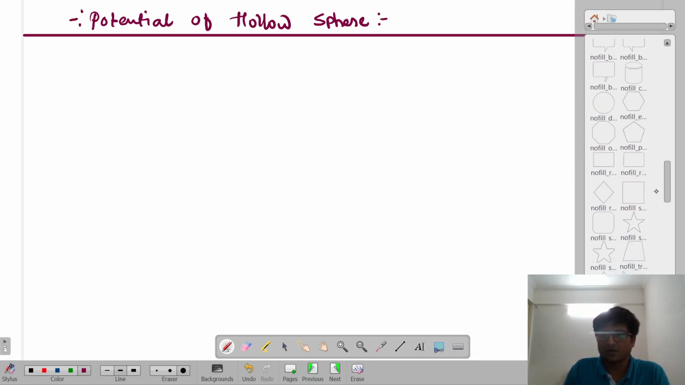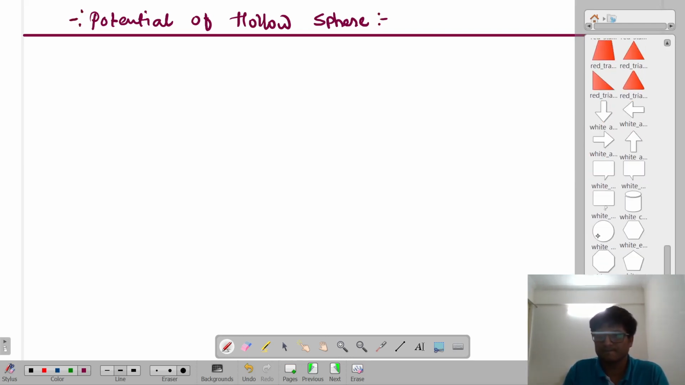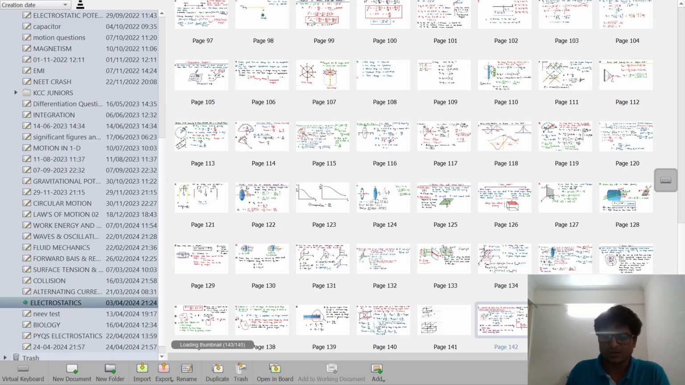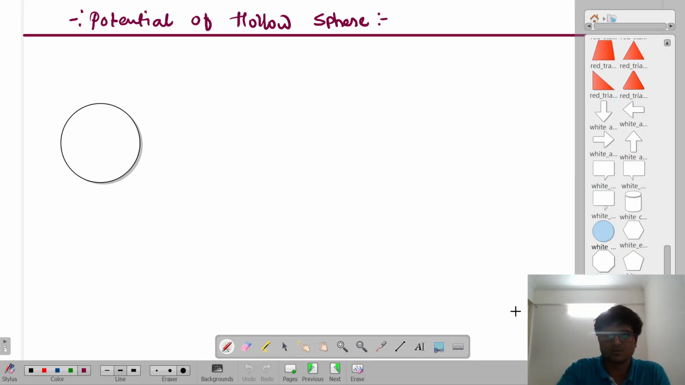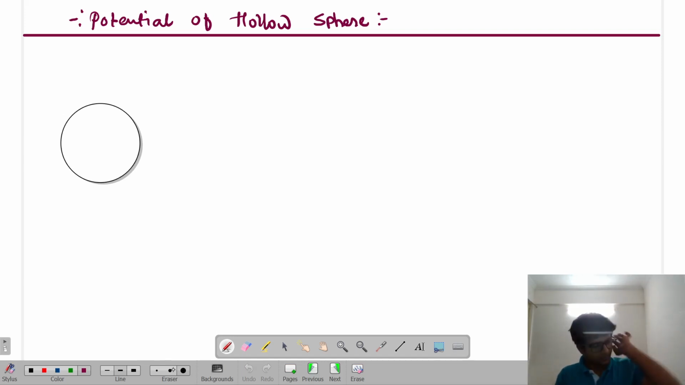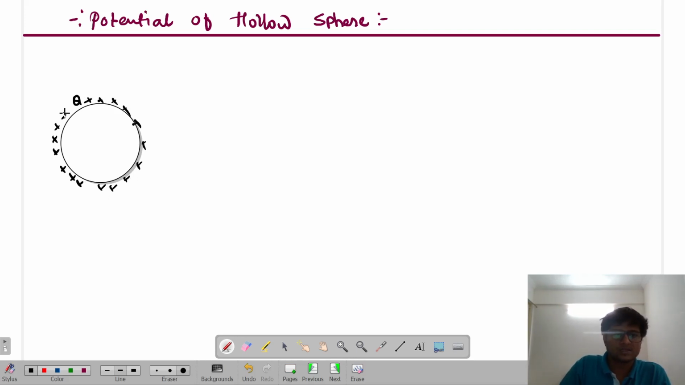So let's suppose I take a hollow sphere. Okay, this is my hollow sphere, and for this hollow sphere I want to find my potential. Now I told you that this has some charge q on the surface, because on the surface it will only lie, and this hollow sphere has some radius R.